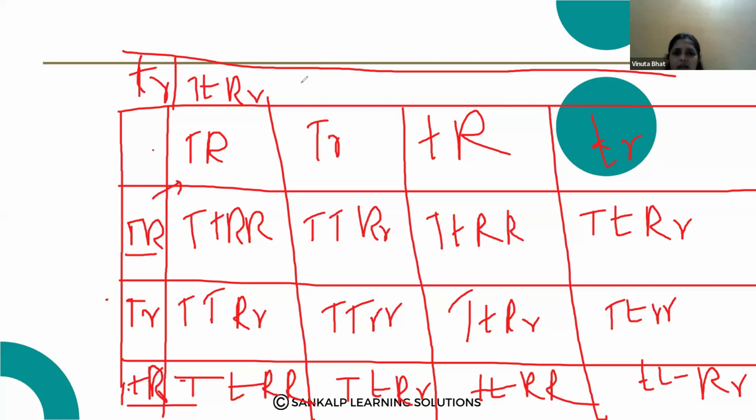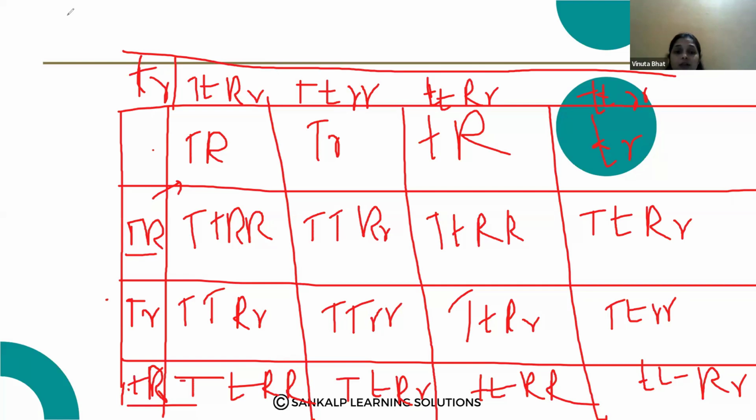Tall and red color flowering plants. Then here capital T small t, small r. Then the last but one, small t, then capital R small r. Here small t small r.